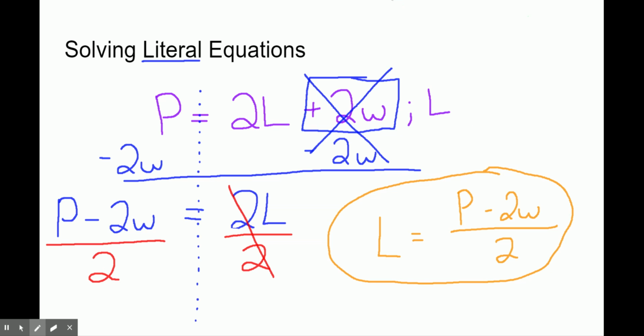There's no further steps we could take with this unless it gave us values for our variables. If it did give us values for our variables, we could then plug those values in and solve out for the actual length.